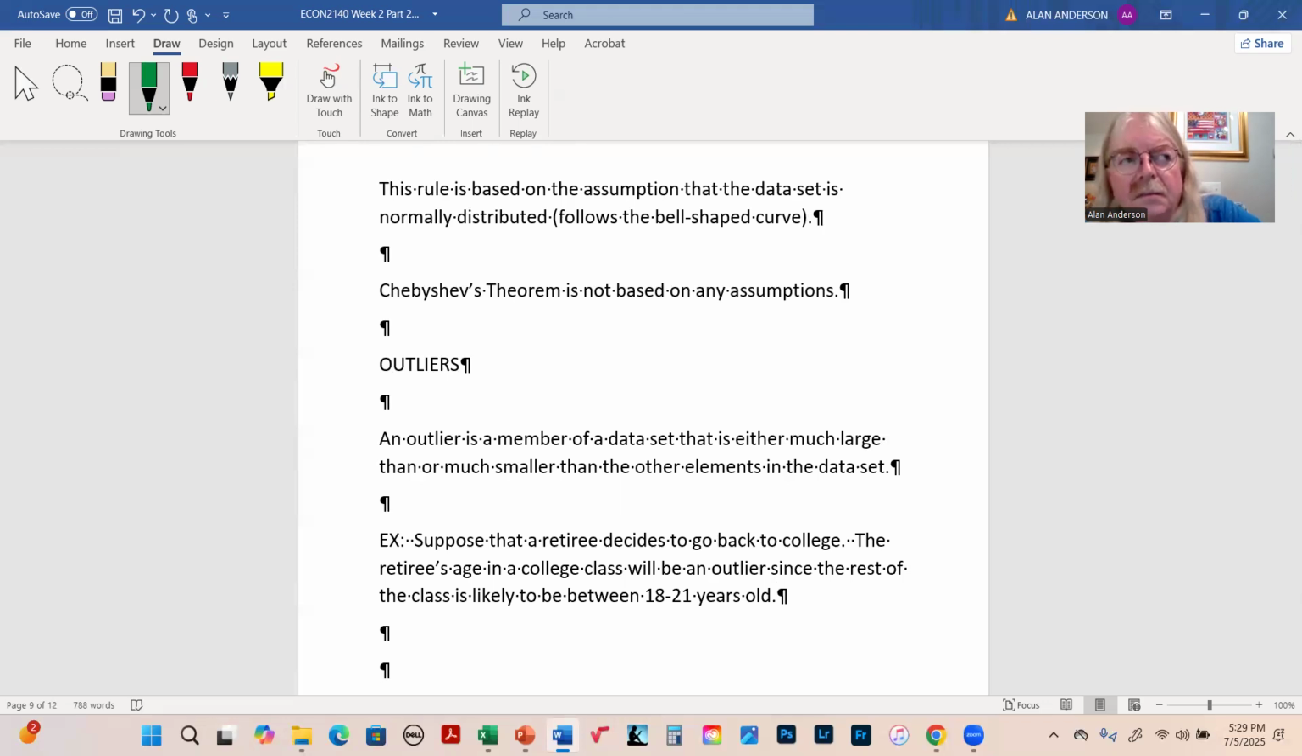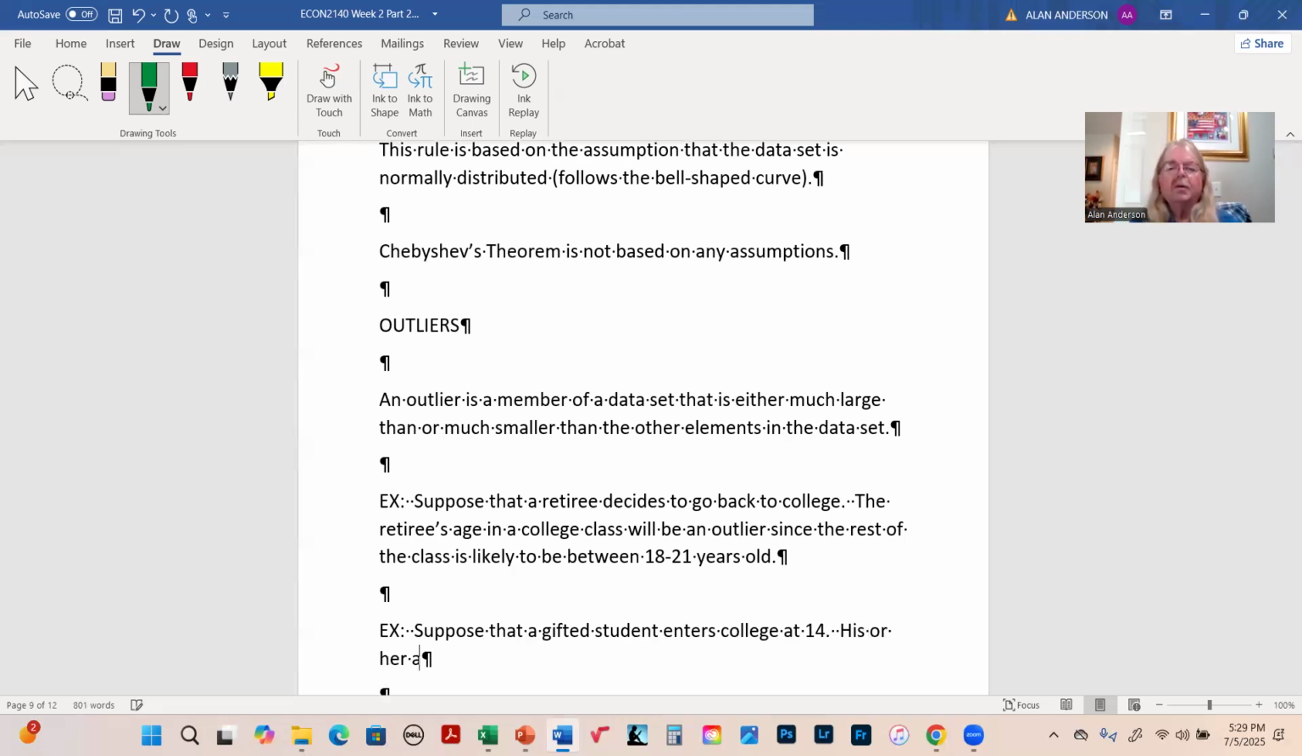For example, suppose that a gifted student enters college at 14, let's say. It does happen once in a while. His or her age will also be an outlier, although it's not that far off from the others, but still it's quite low. An outlier within a college class.